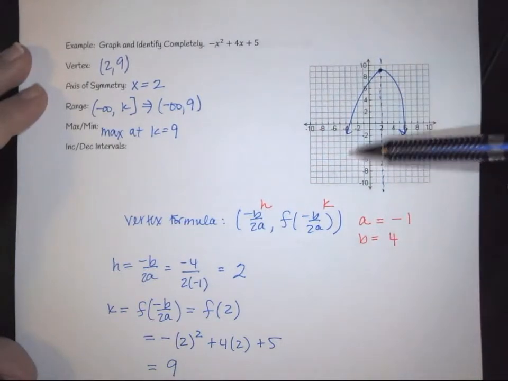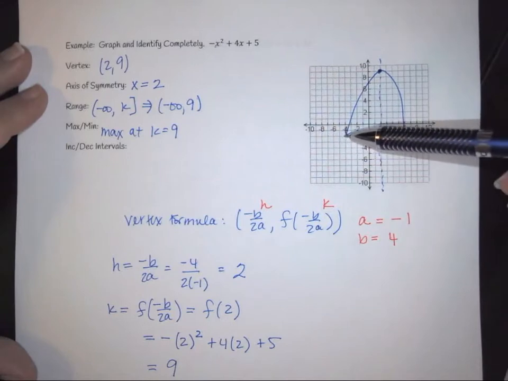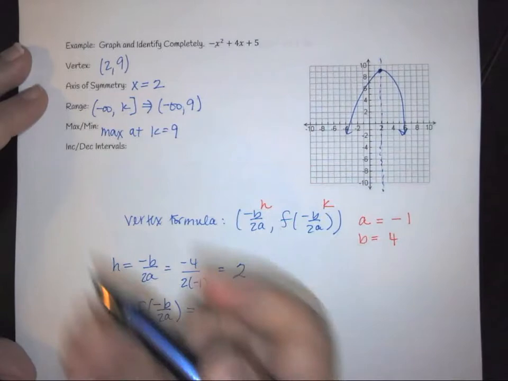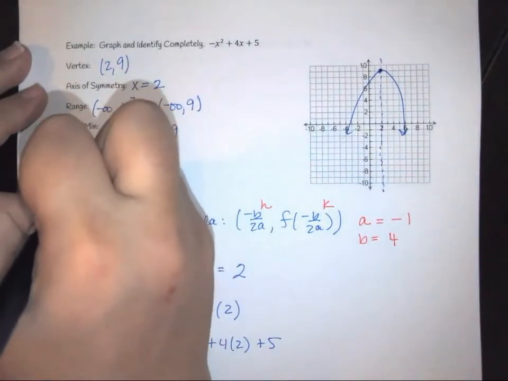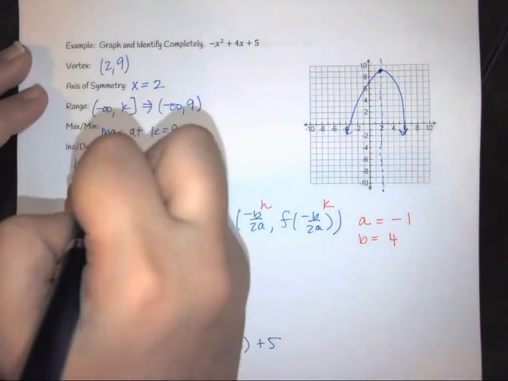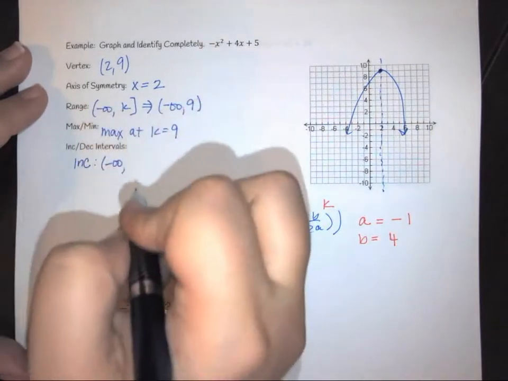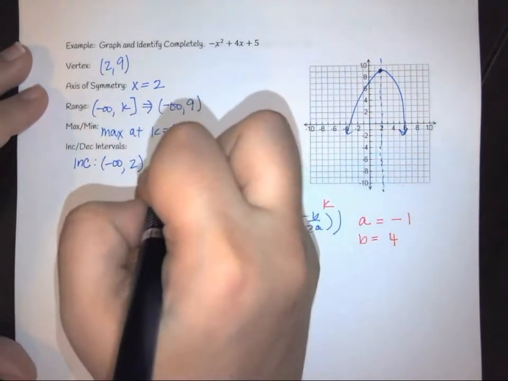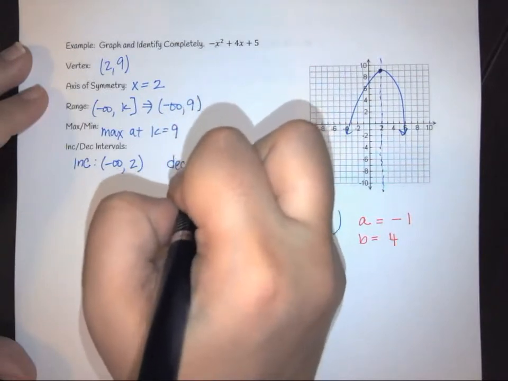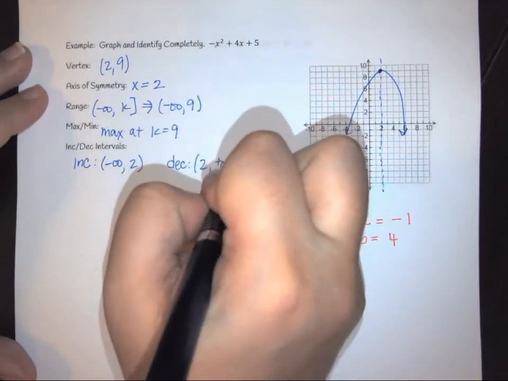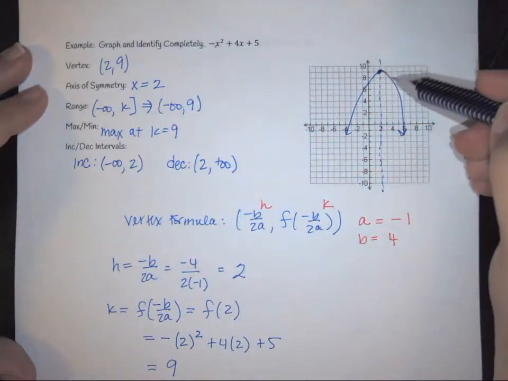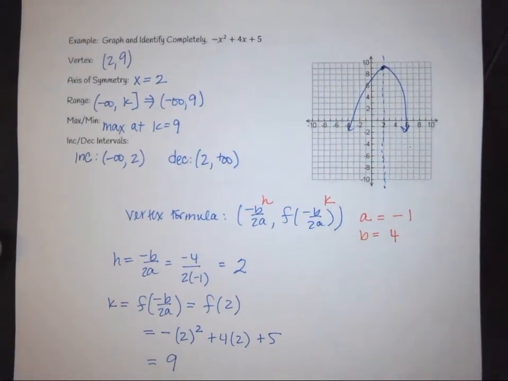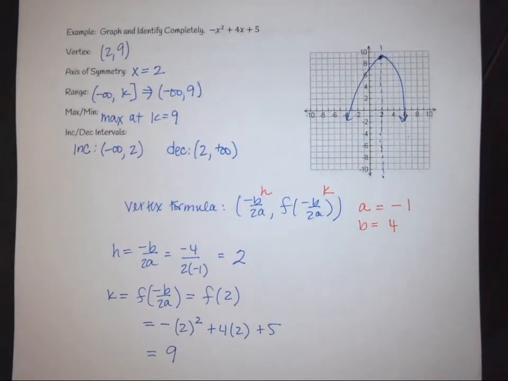So if we look, on the left hand side was where we start. We're going to start by drawing our pen away from us. So we're going to start here by increasing, and we're going to increase from negative infinity to your x value, which is 2. And then we're going to decrease from 2 to positive infinity. So if you look at 2, we change directions, and now we come back towards us. So that is everything that you need to know about that second example.